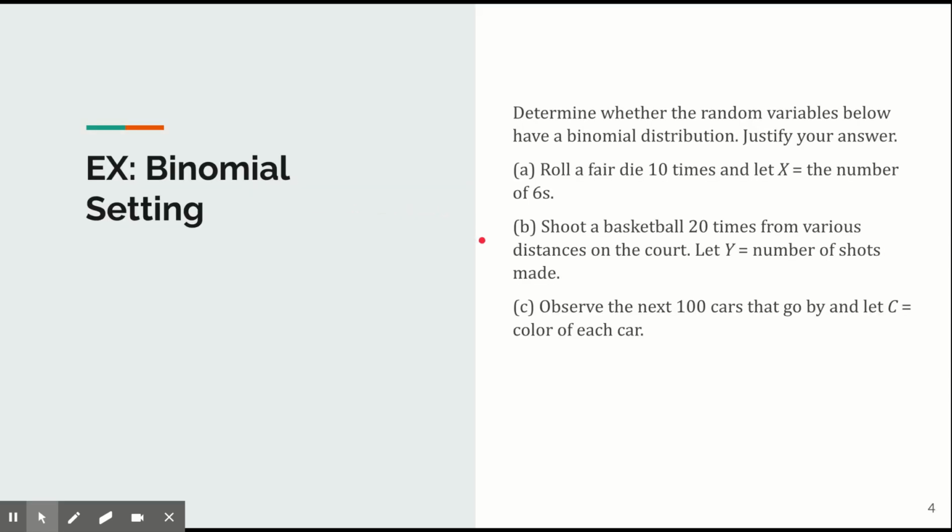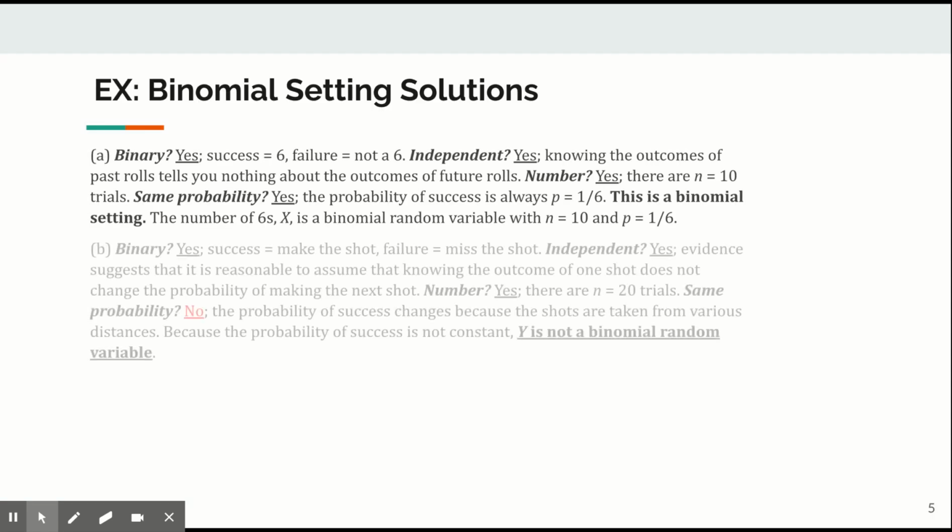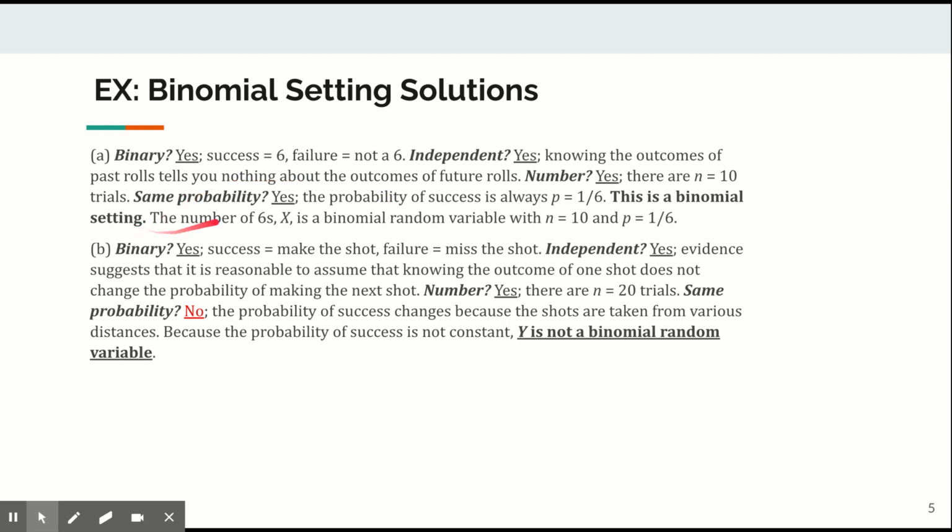The second one, B, shoot a basket 20 times from various distances on the court and let y equal the number of shots made. Well, in this case, we do have the binary, we do have the independent, we do have the set number of trials, but we do not have the same probability of success, because if you can imagine shooting baskets, your probability of making a shot changes depending on your location on the court. So it is not a binomial random variable.